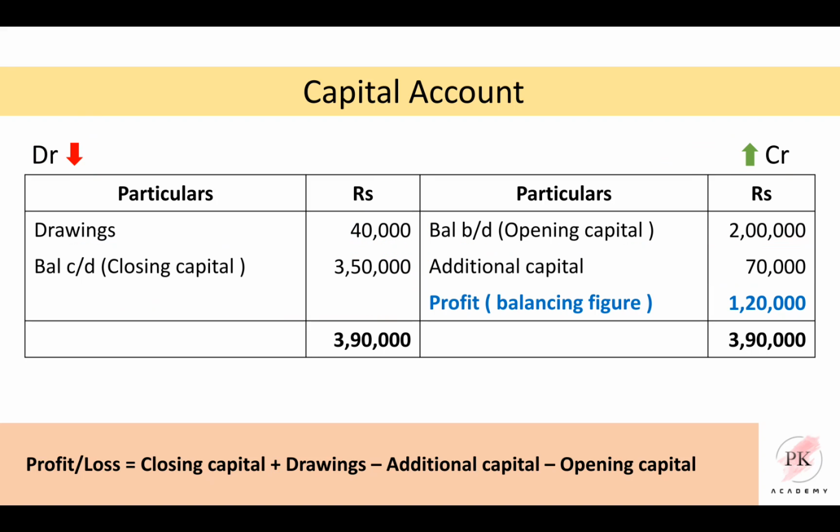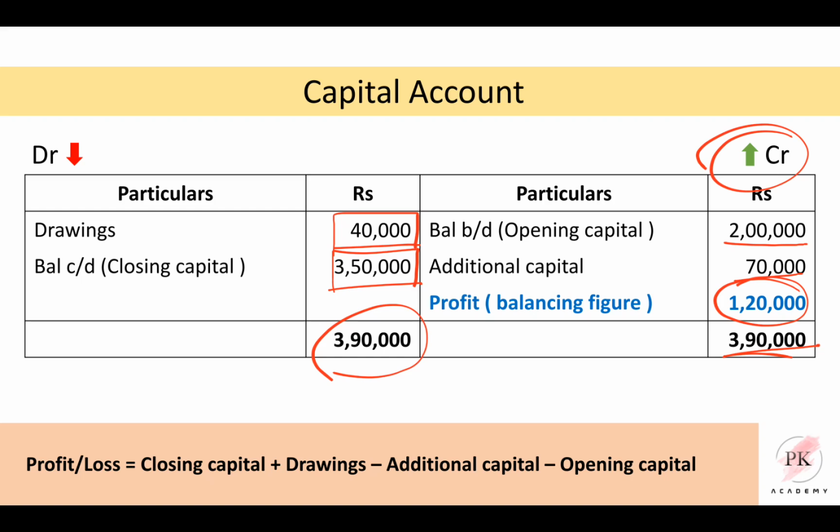Okay, so here first we'll have to find which side is greater. So I feel this side is greater because 3,50,000 plus 40,000 gives me 3,90,000. So I'll put 3,90,000 on both sides, just ledger tallying, and after that I'll subtract 2 lakh and 70,000, which gives me a difference of 1,20,000. When the difference is on the credit side and already these two figures are here, then the answer will be profit.